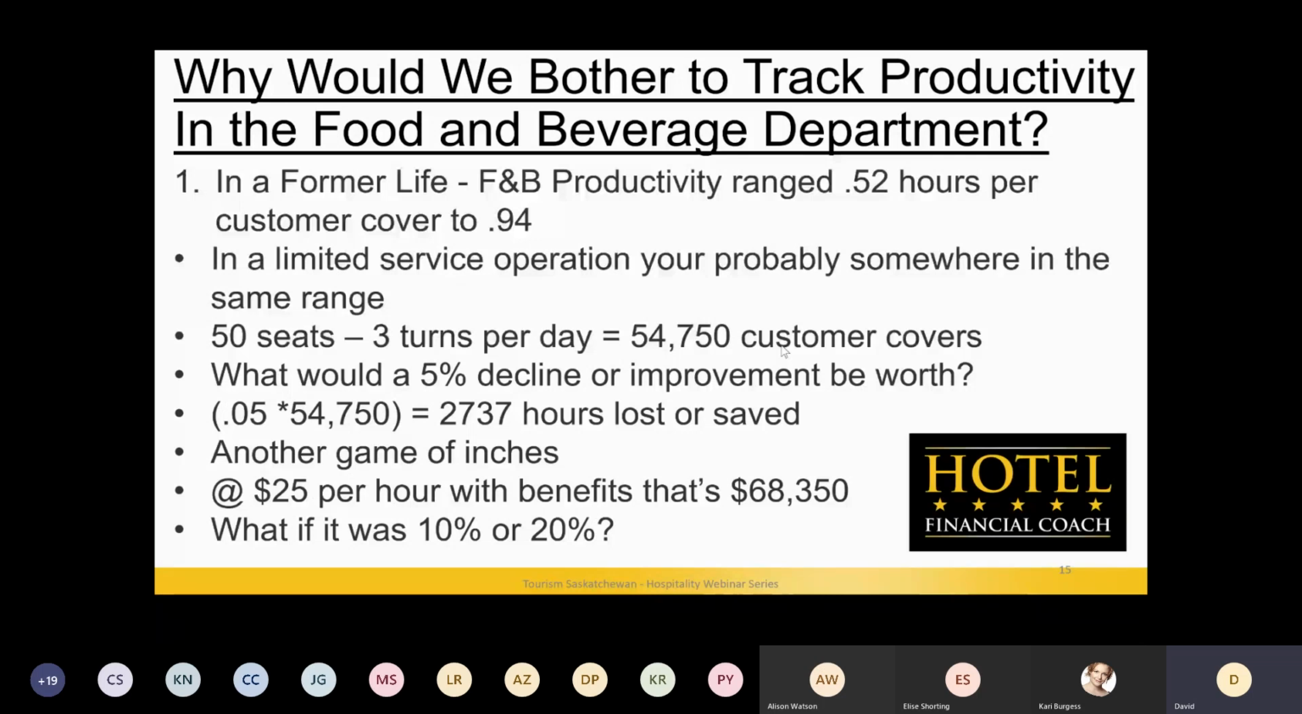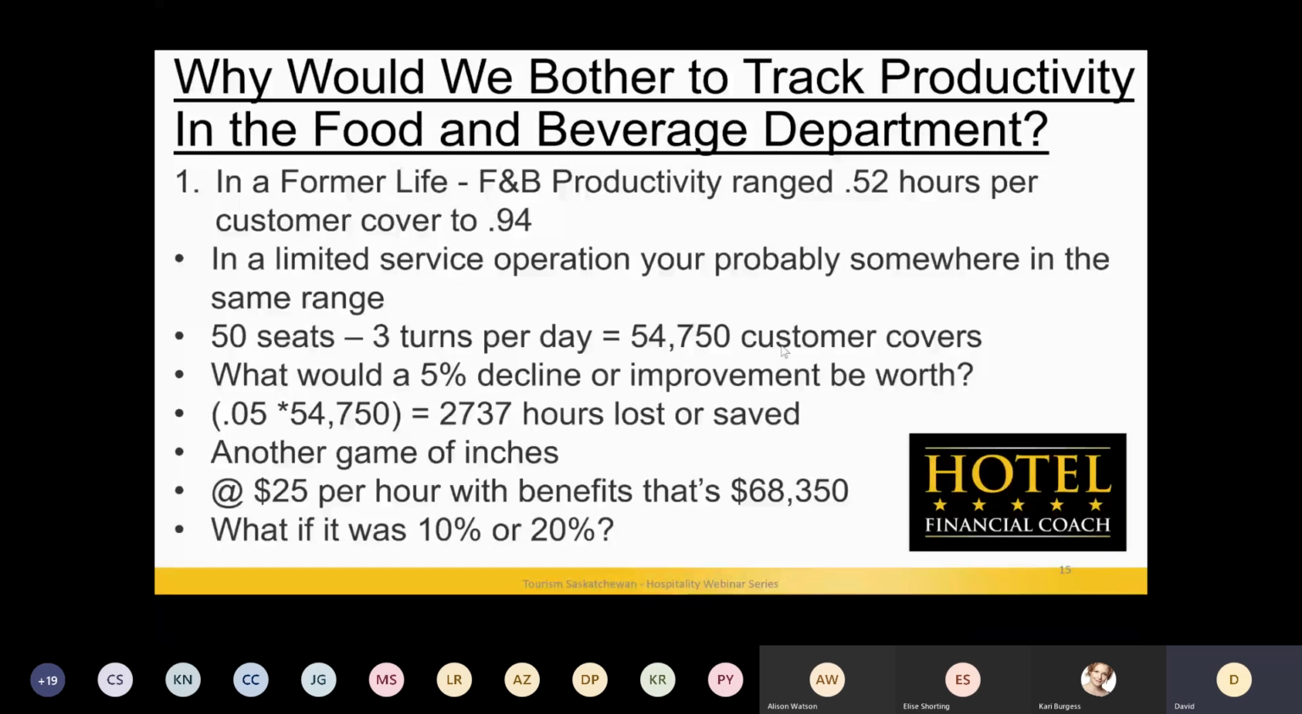What if it was worth 10 or 20%? So imagine for you, if you're the food and beverage manager in your hotel and you can find a way to increase the productivity by 10%, look at how much money that would be. That would be over $100,000 in savings. And the great thing about productivity is you can actually prove to someone that these are the savings because of the way we measure it. And I'm going to show you how to do that.